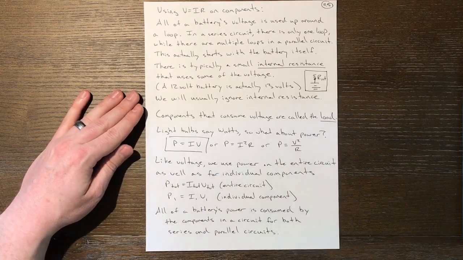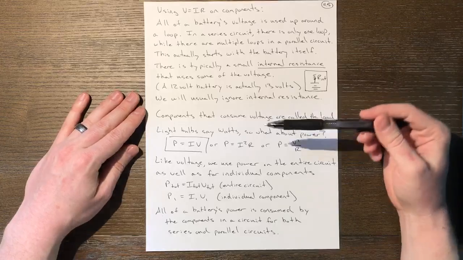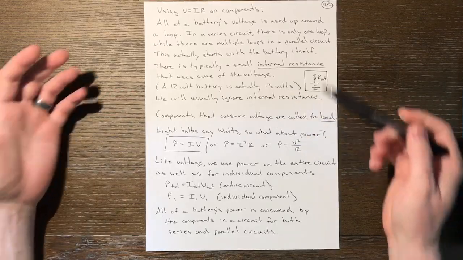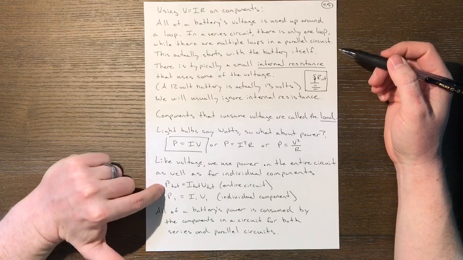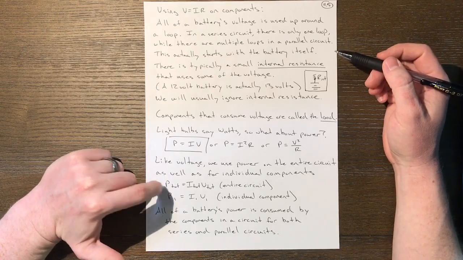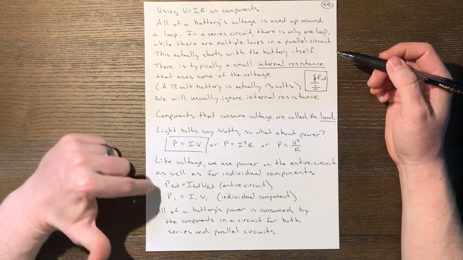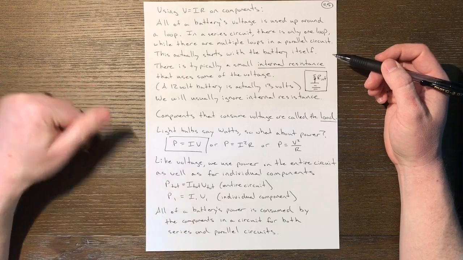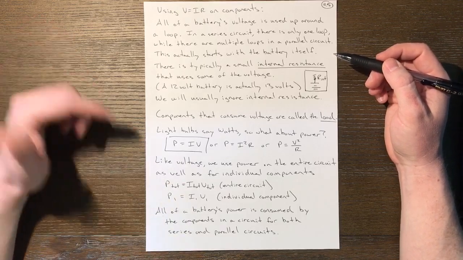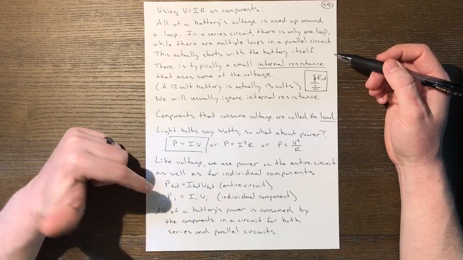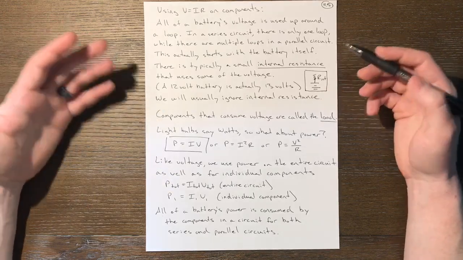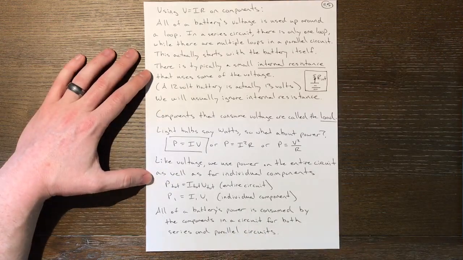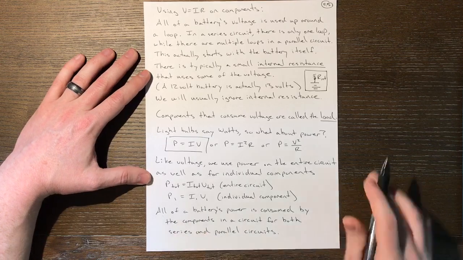Like the voltage equation, or like Ohm's law, V equals IR, we're going to use power for both the entire circuit as well as for individual components. We'll do P total equals I total V total for the entire circuit, or P1 equals I1 V1, P2 equals I2 V2, P3 equals I3 V3, and so on and so forth for each individual component, however we've decided to label them.